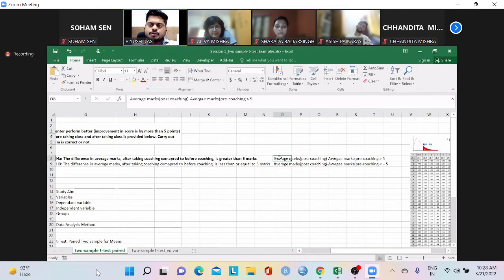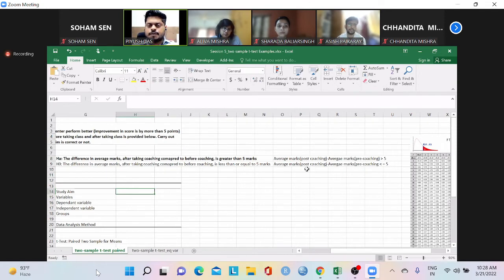Our focus is on converting the research objective into alternate and null. Whatever my research objective is, I want to prove that it is greater than 5. Average marks post coaching minus average marks pre coaching is greater than 5. That is my alternate hypothesis. Opposite of that becomes my null hypothesis. Clear or any doubt? Anyone having any doubt on this?